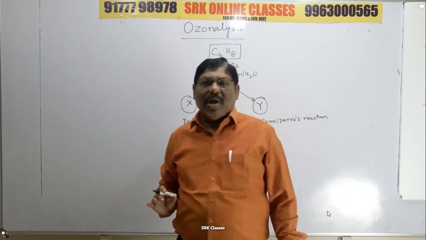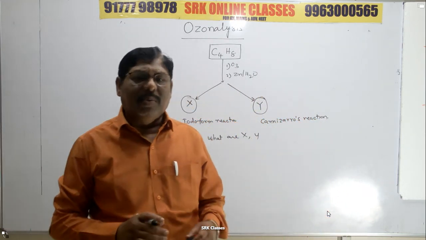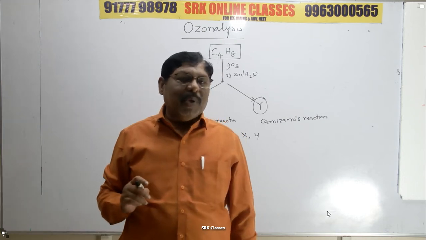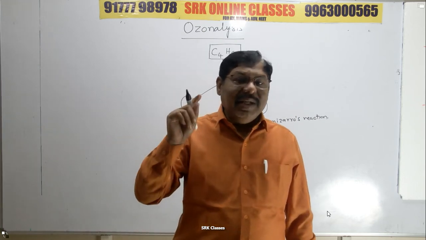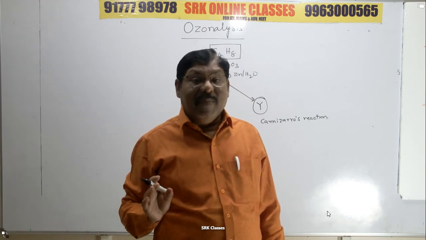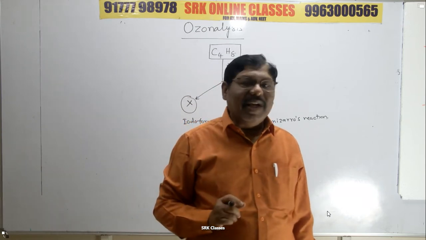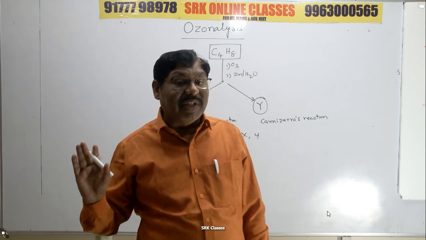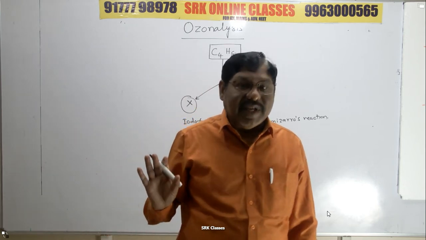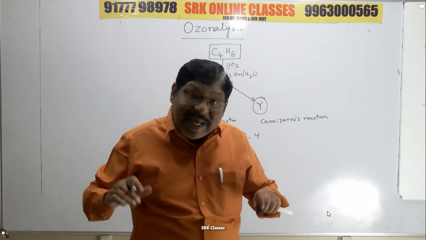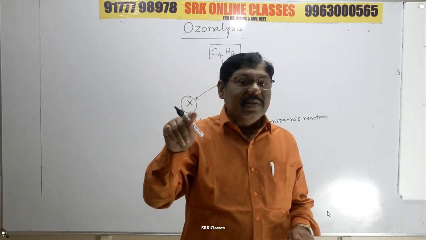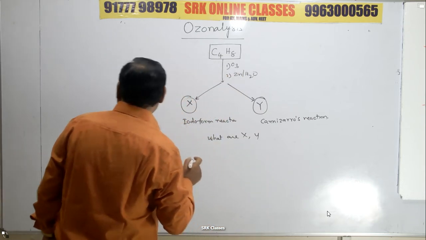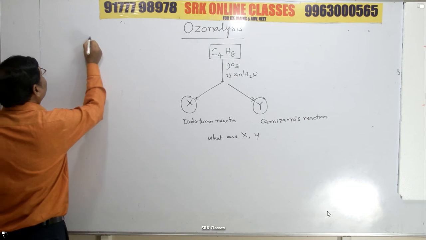C4H8 indicates what? It is not a saturated compound. It is not a saturated open chain compound. If it were an open chain compound, the number of hydrogens would be, from CnH2n+2 for alkanes, 10. Here 10 hydrogens are not there. Therefore, it is not a saturated open chain compound. What is the alternative? It can be a cyclic saturated compound. So, cyclic saturated compound means what? I am writing here cyclobutane.